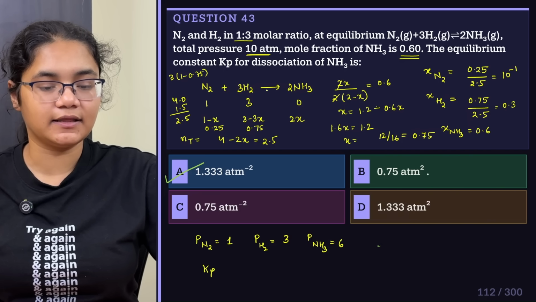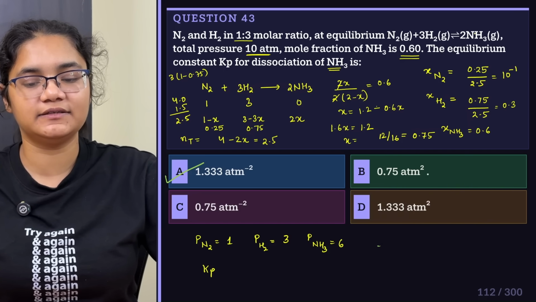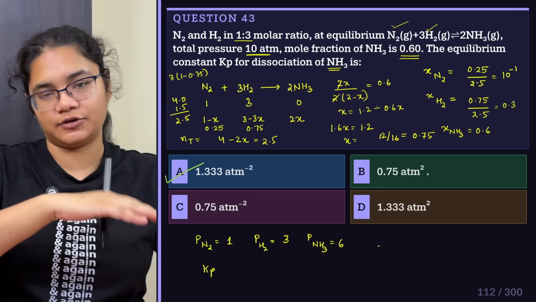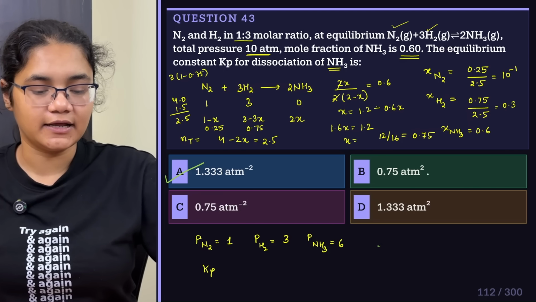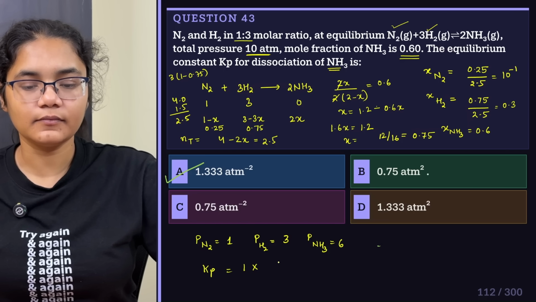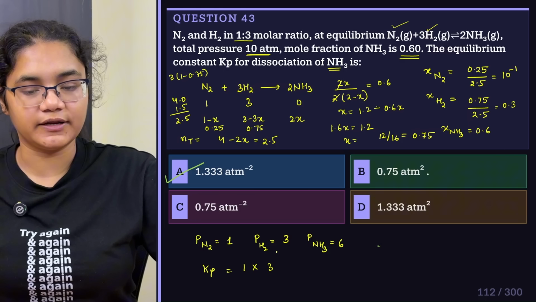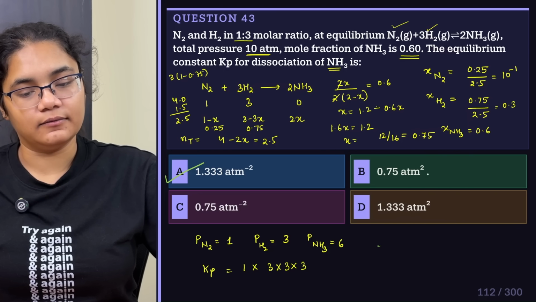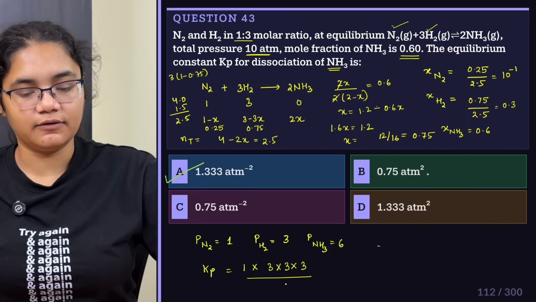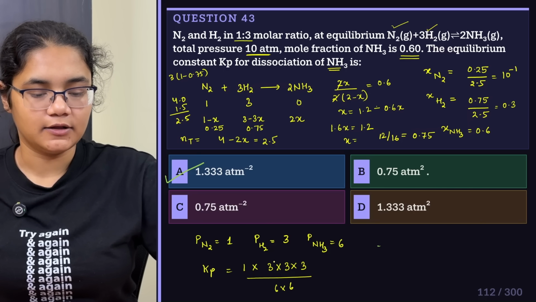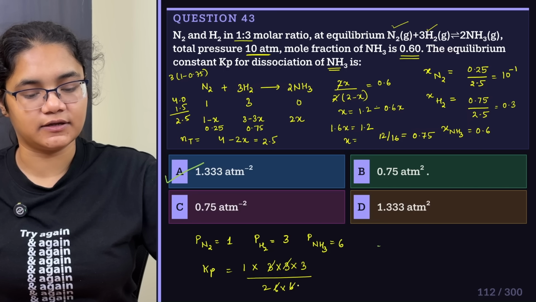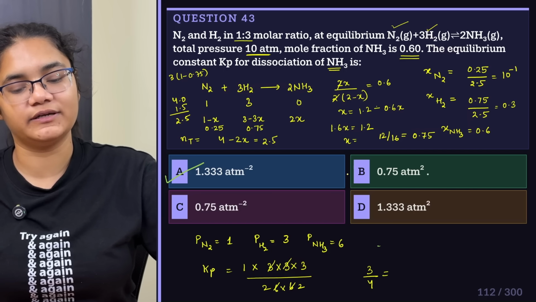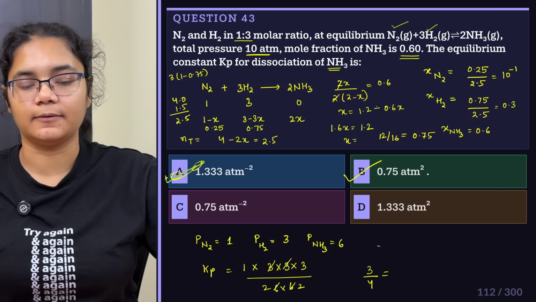Now the question is asking the Kp for the dissociation of NH3, meaning this reaction will be reversed. So you have N2 and 3H2 on the product side and 2NH3 on the reactant side. So N2 pressure is 1, H2 is 3, so 3 cubed, divided by NH3 pressure 6 squared, right? So 3 ones are 3, twos are... so I will have 3 by 4, that is equal to 0.75. So option number B here.